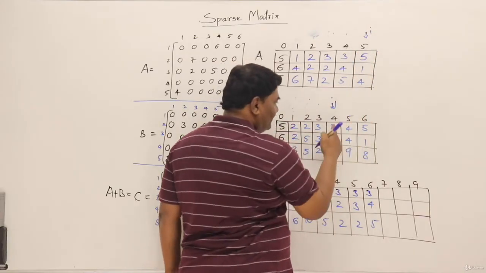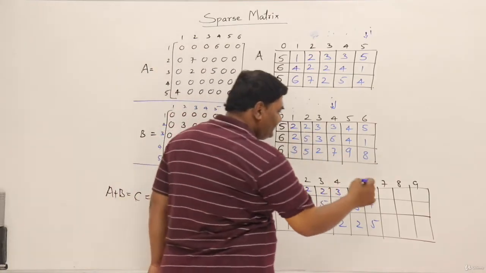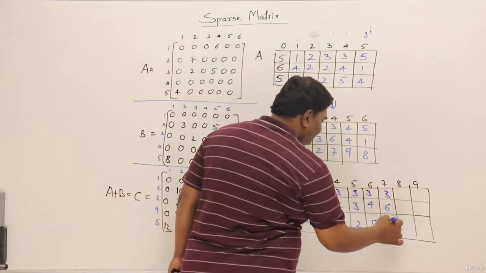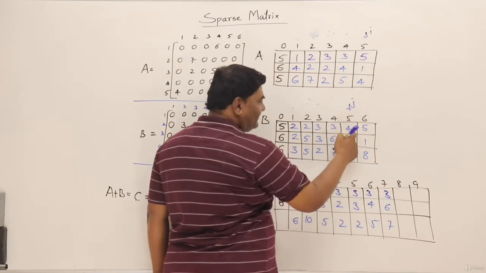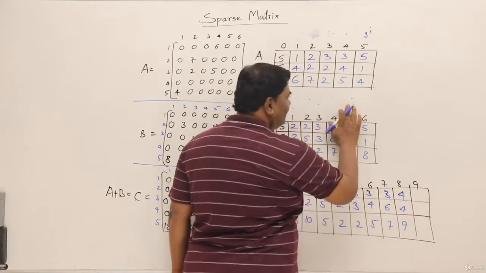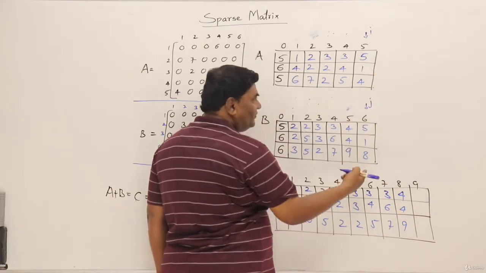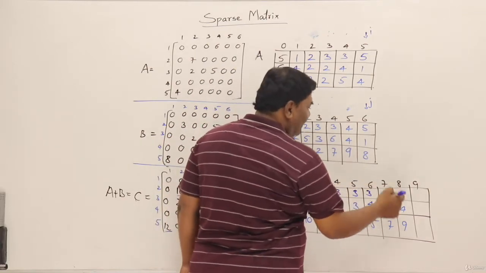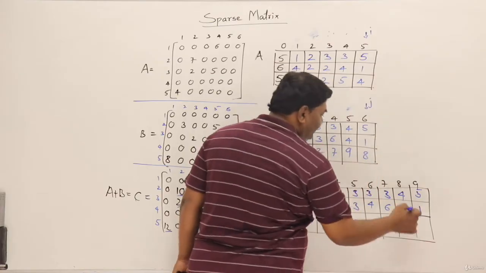Row number 5, row number 3. So this element is smaller. So this will come as it is. So 3, 6, 7. Then move next. Row 5, row 4. So this is smaller. 4, 4, 9. Then move next. Row matching. Column also matching. Oh, they are in the same place. So add these two elements. So this is 5, 1 and 4 plus 8, 12.